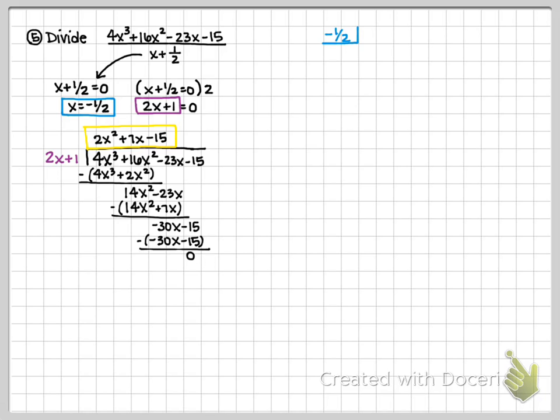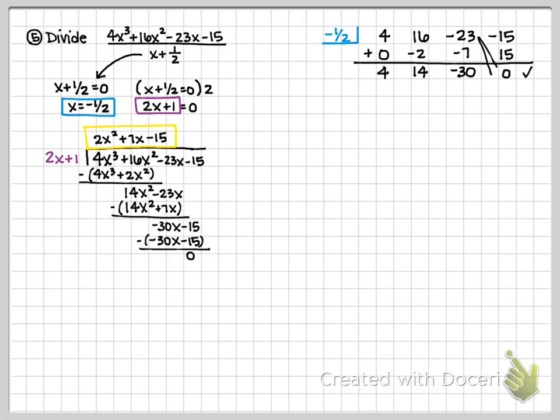So let's take off the coefficients in order. So the first one is a 4x cubed, a 16x squared, a negative 23x, and a negative 15. All right. Add my 0, do my synthetic division. So drop my 4 down, multiply it. Negative half times 4 is negative 2. That goes on the next line. Add. Negative half times 14 is negative 7. Add. That's going to give me a positive 15 when I multiply in a 0.